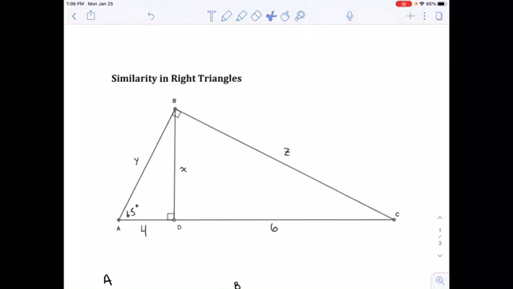Hello all, today we are covering 8.1, but before we get to that, I have this similarity in right triangles discovery sheet to help us understand what is going on in today's lesson.